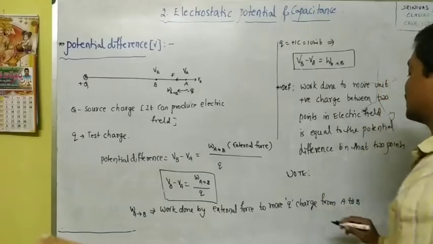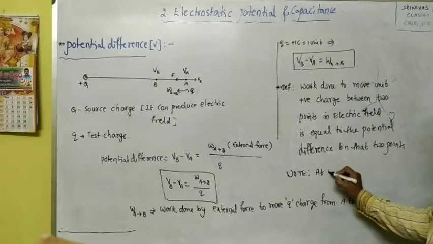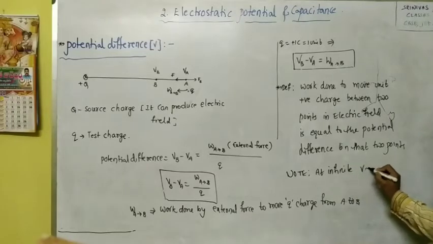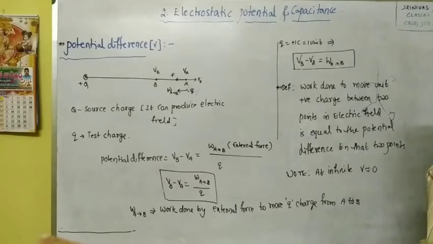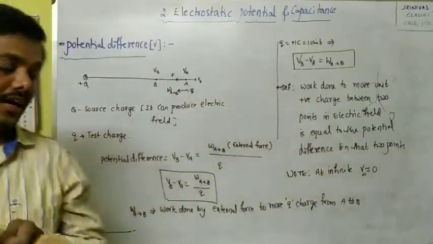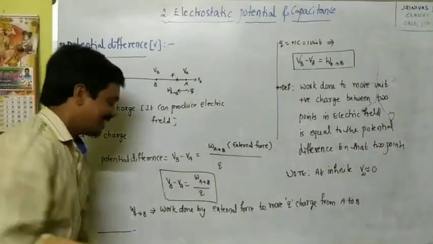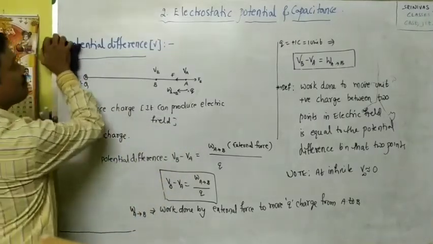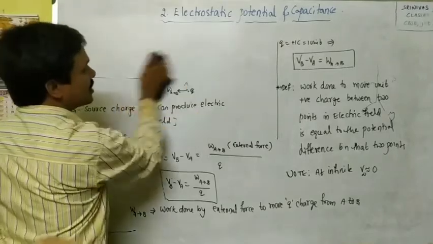At infinite, we will take the potential as zero. Now, how to define the potential? Now, we define the potential difference. Potential difference is the work to move unit positive charge between two points.